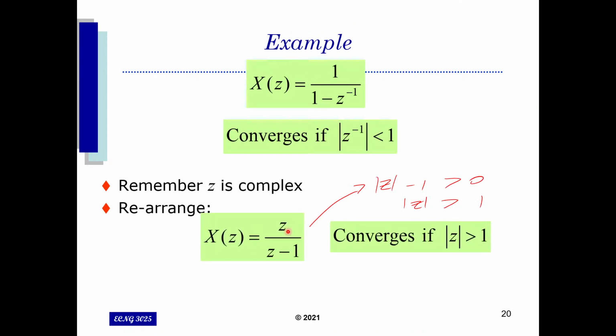Even when we are dealing with positive powers of Z and calculating the region of convergence, the same thing holds true. We just let the denominator be more than 0 and solve for Z accordingly in the inequality.